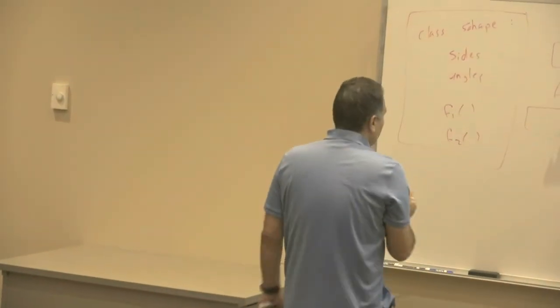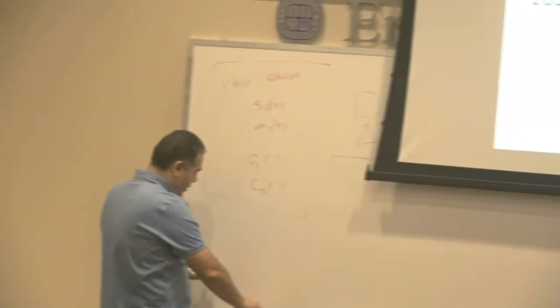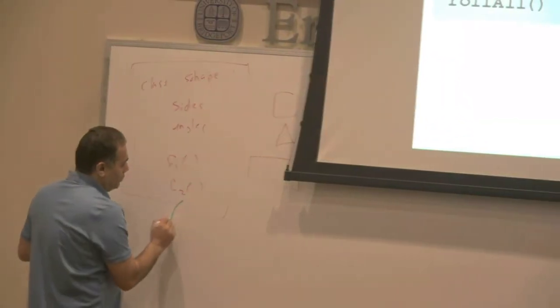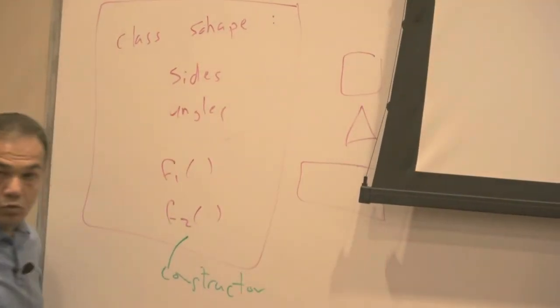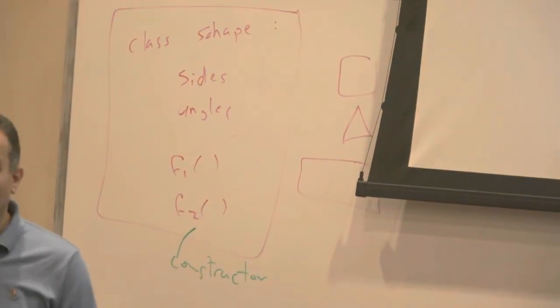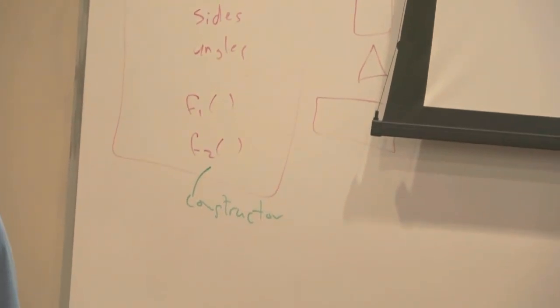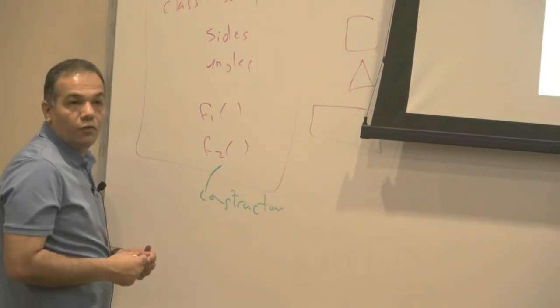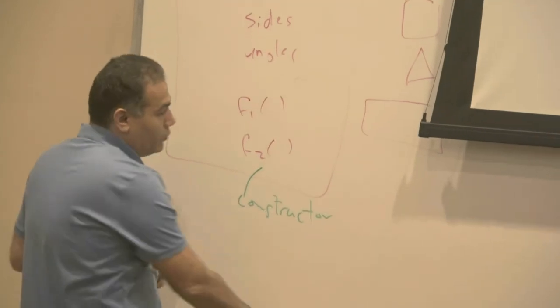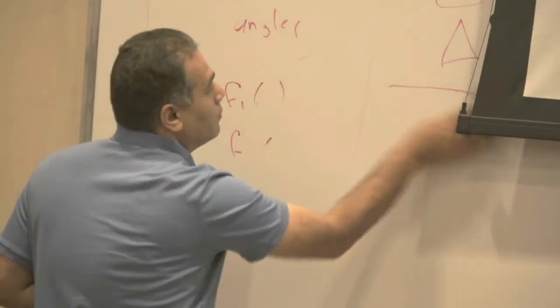So one of the functions that we have learned is the constructor. A constructor helps us to instantiate the objects of the class. Right? That's what it is. The constructor. And so on and so forth. So that's what a class is.